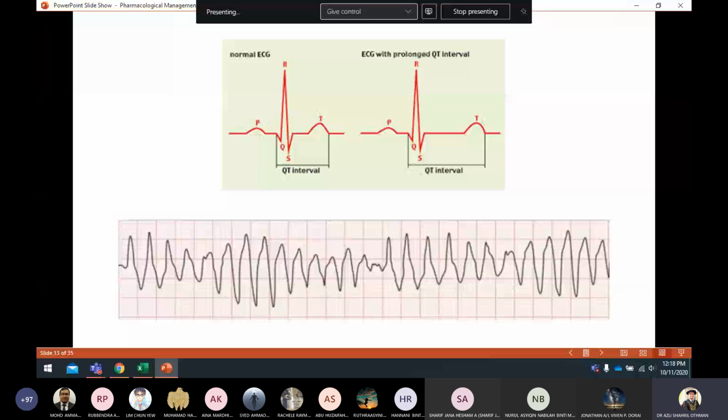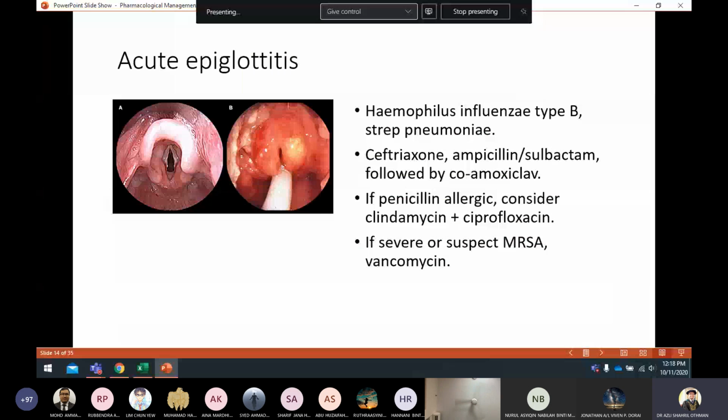Okay, so a more severe but rare adverse effect of erythromycin is torsades de pointes. So something for you to think about. Don't forget that. Okay, so that is diphtheria.